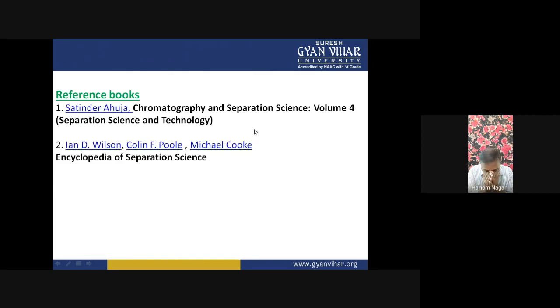Now, these are the reference books. First is Satyendra Ahuja, Chromatography and Separation Science, volume number 4, Separation Science and Technology. And the second reference book is by Len D. Wilson, Colin F. Poole, and Michael Cooke, the Encyclopedia of Separation Science.